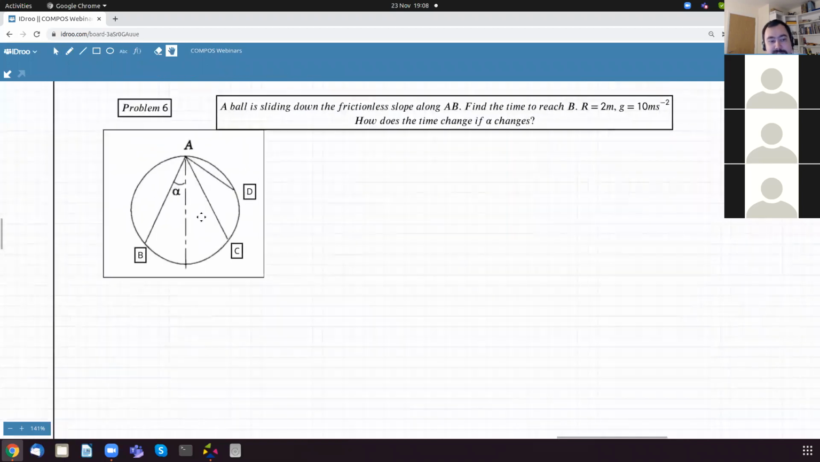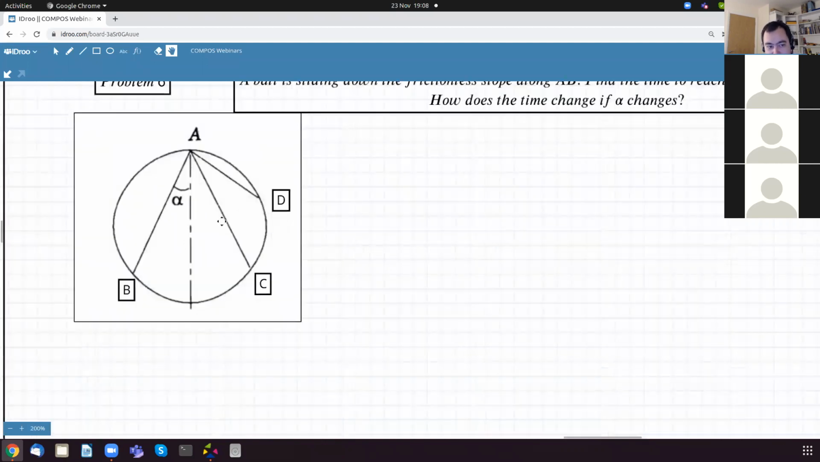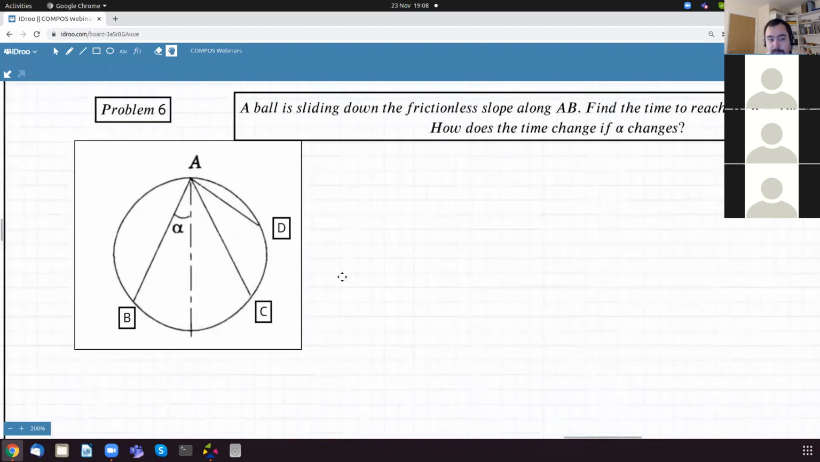So basically, we're trying to figure out, would it roll faster to C, or will it roll faster to D? On one hand, it will roll faster down AC, but it has a longer way to go. Along AD, it has a shorter way to go, but it will roll down slower. So that's what we're going to try to establish. So let's say it's sliding down AB.